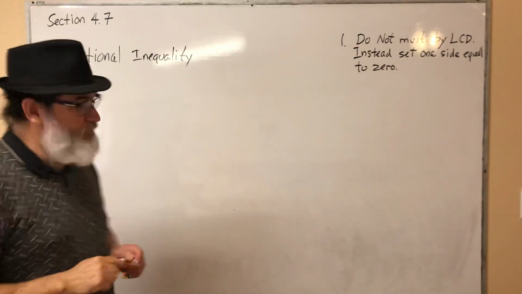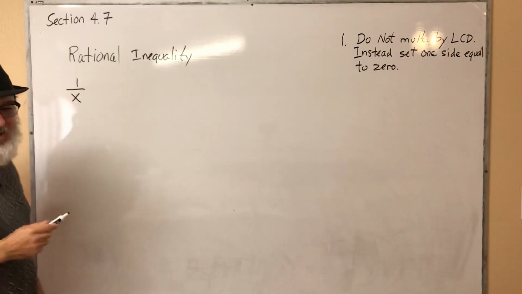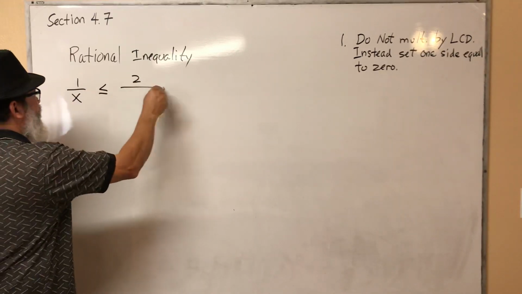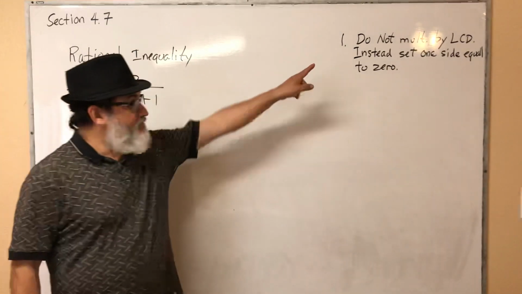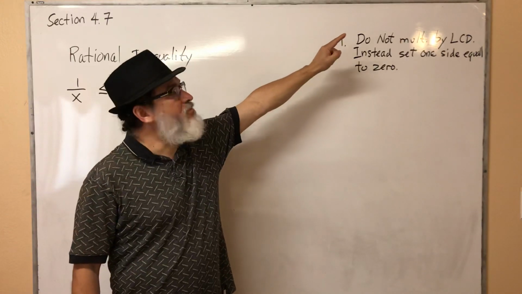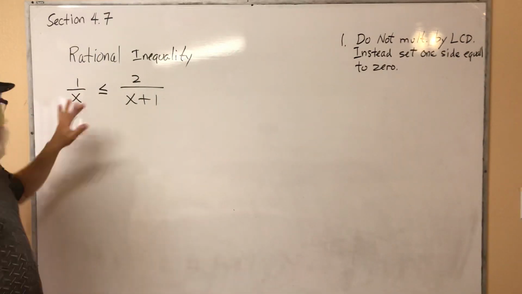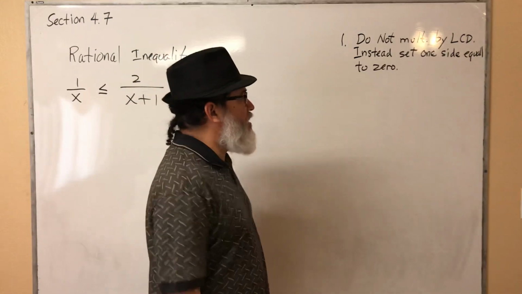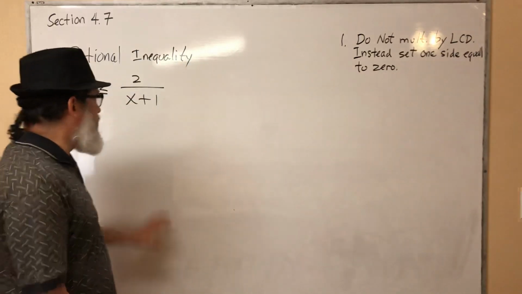Look, guys. 1 over x is less than or equal to 2 over x plus 1. Guys, what does this say? Do not multiply by the LCD. Don't do that. Not here. Don't do it, because you're going to make a mess. So instead, set one side equal to 0. Okay, we can do that. So I'm not going to multiply by the LCD.